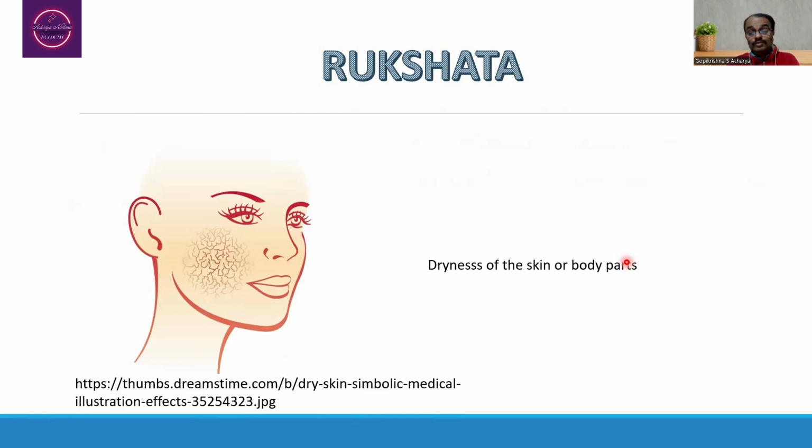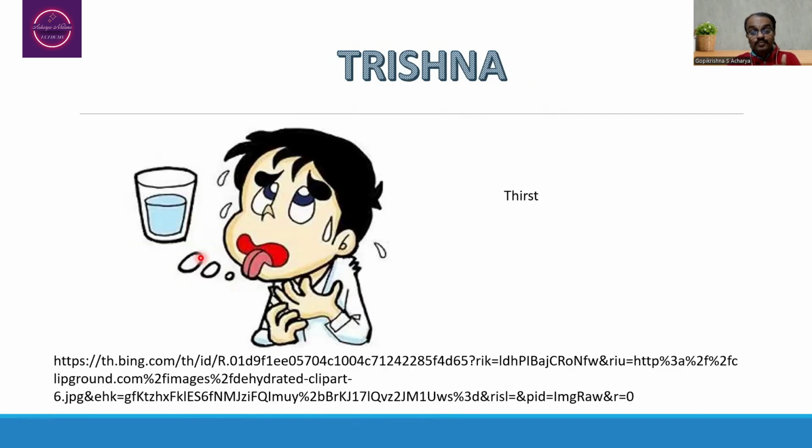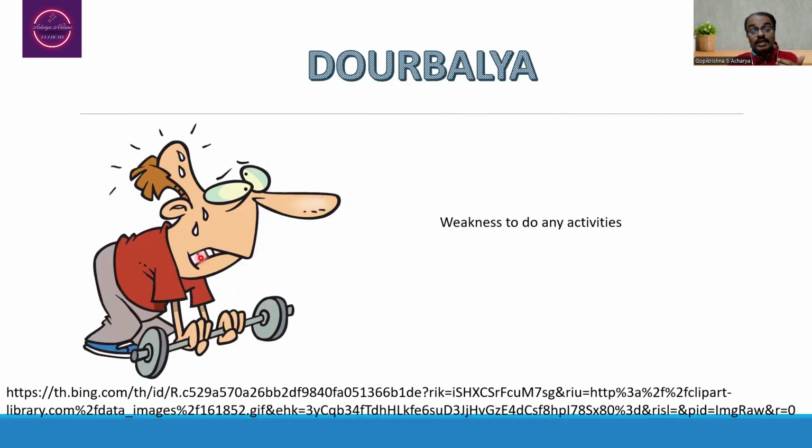Rukshata, dryness of the skin, or otherwise body parts may be present. Antardahaha, that is burning sensation may be observed inside the body. This can be attributable to more amount of metabolic processes. Trishna, that is thirst may be present. Daurbalya, weakness to do any of the activities may be observed.